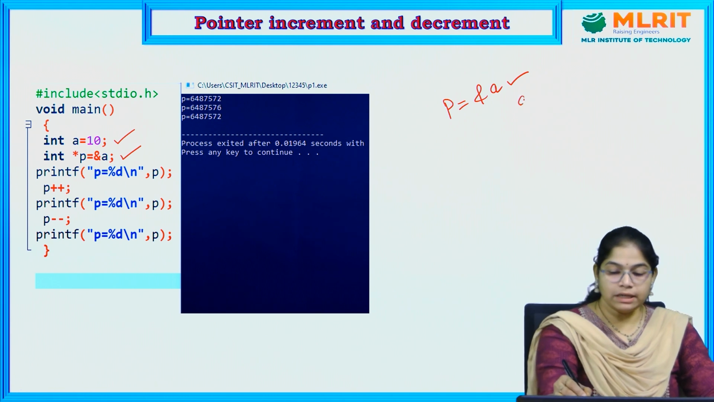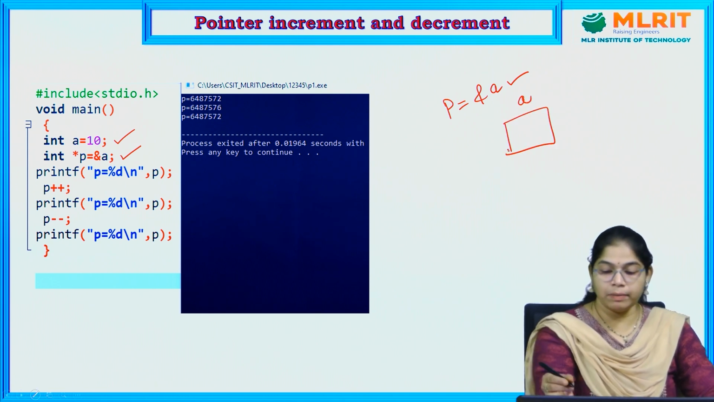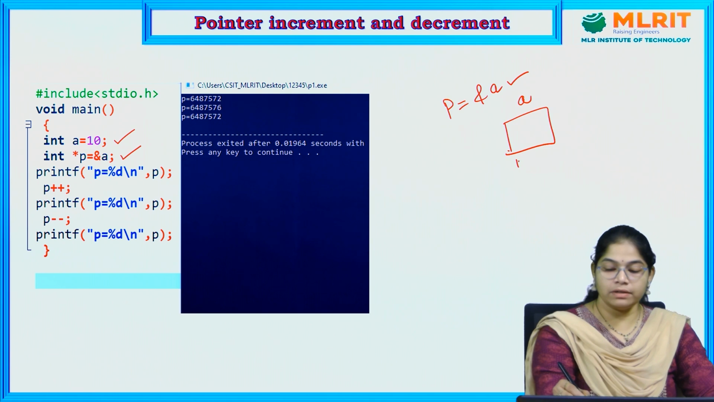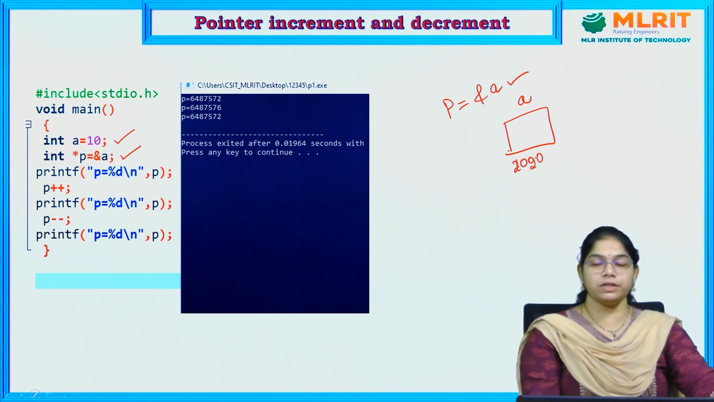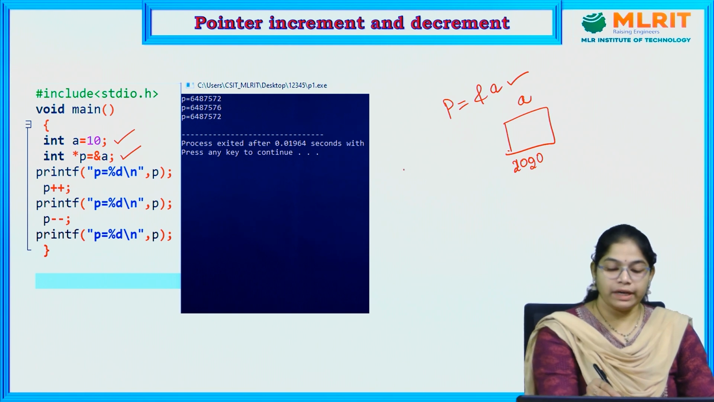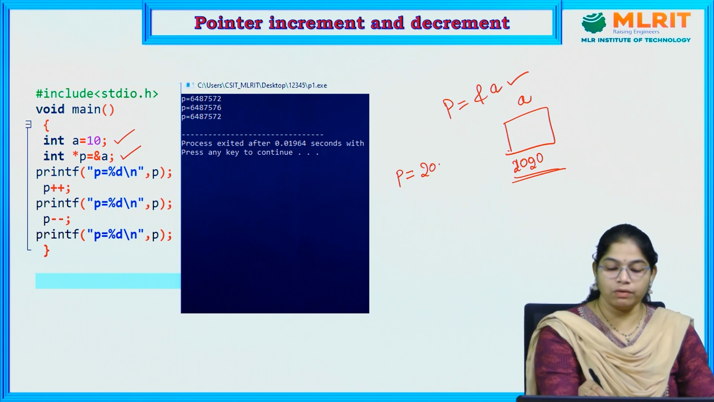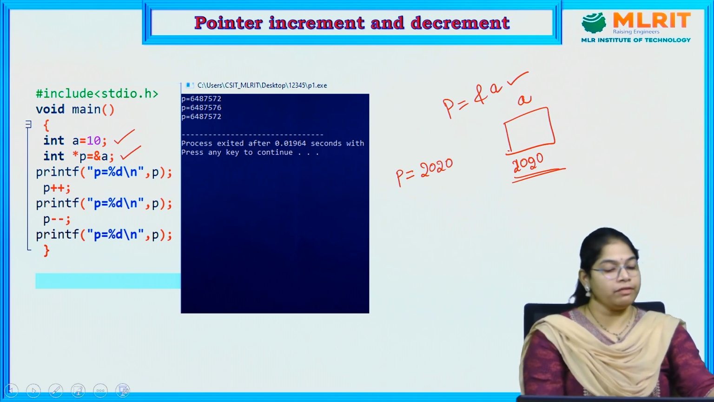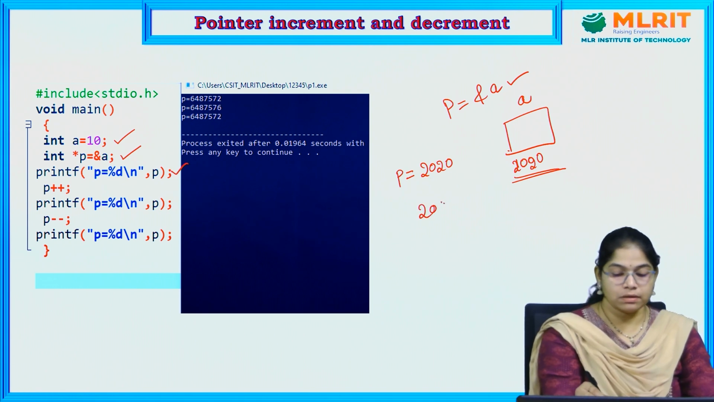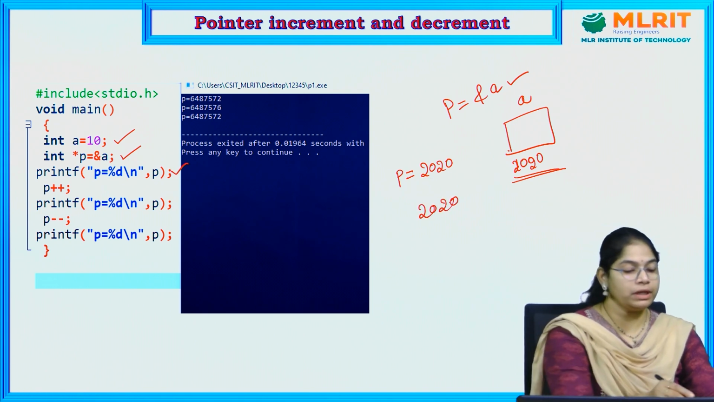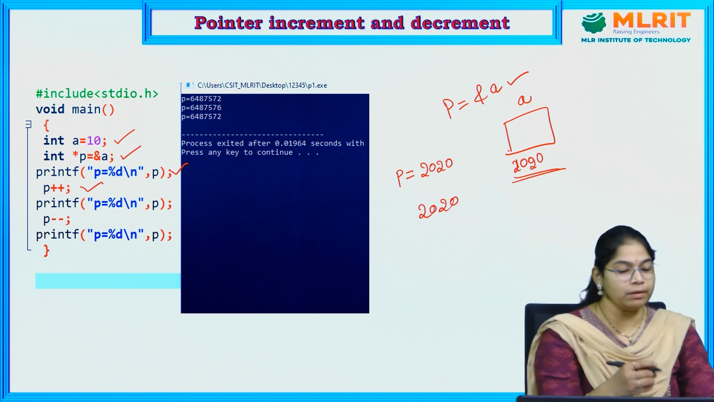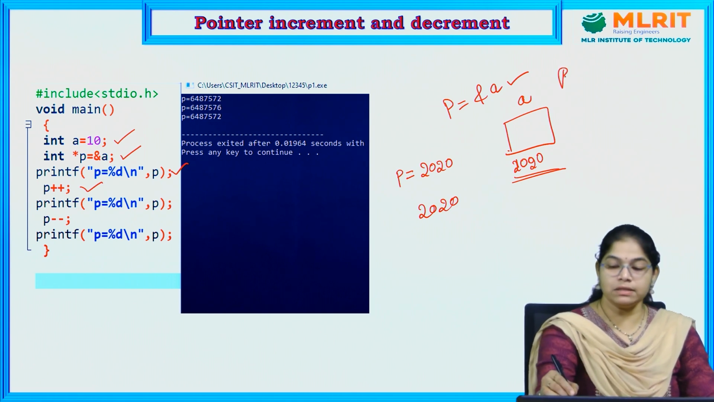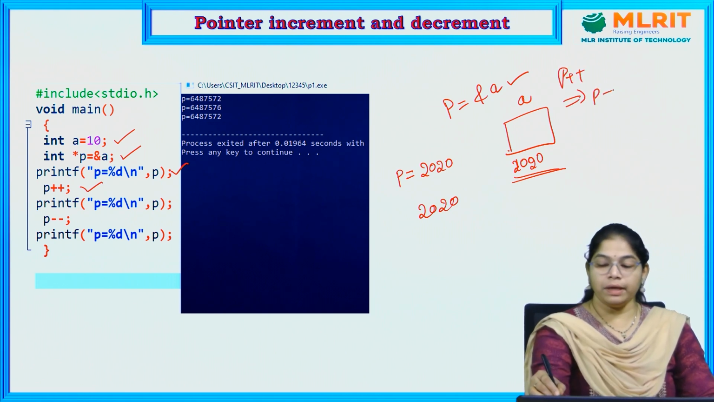So let us consider A as a variable and this is its memory location. Suppose 2020 is the address given to that variable. Then P is address of A, where this is the address. So the value of pointer is 2020. Now I am printing printf P. So it prints. After that what I am doing is P++. That means I am incrementing that pointer value.